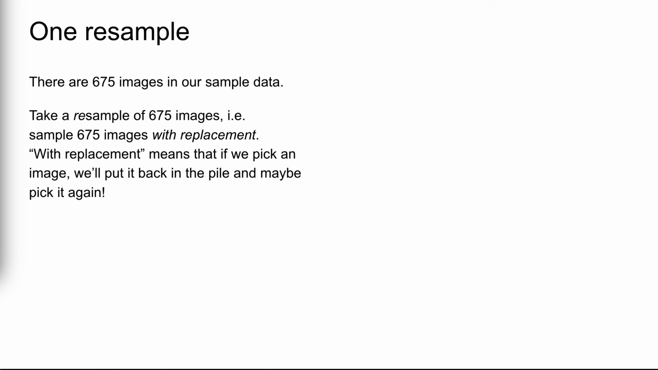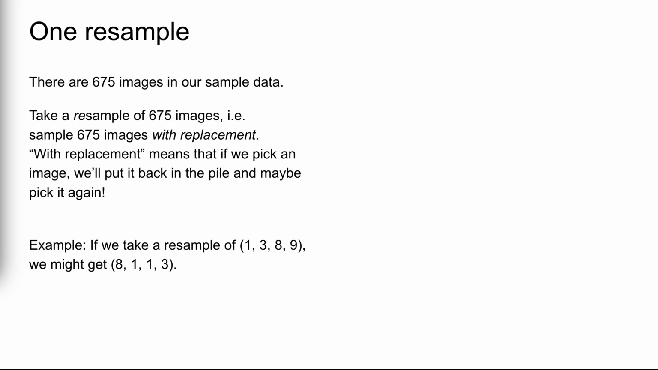Consider an example. There are 675 images of land use in our original sample dataset. To get a resample from these 675 images, we sample 675 images with replacement. With replacement is the key term here. This means that if and when we randomly pick an image from our original sample data, we'll put it back in the pile and maybe pick it again.